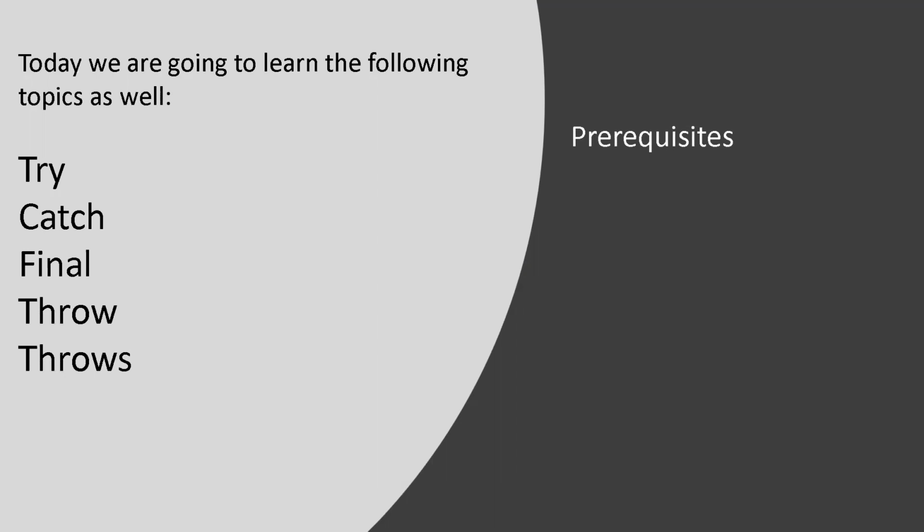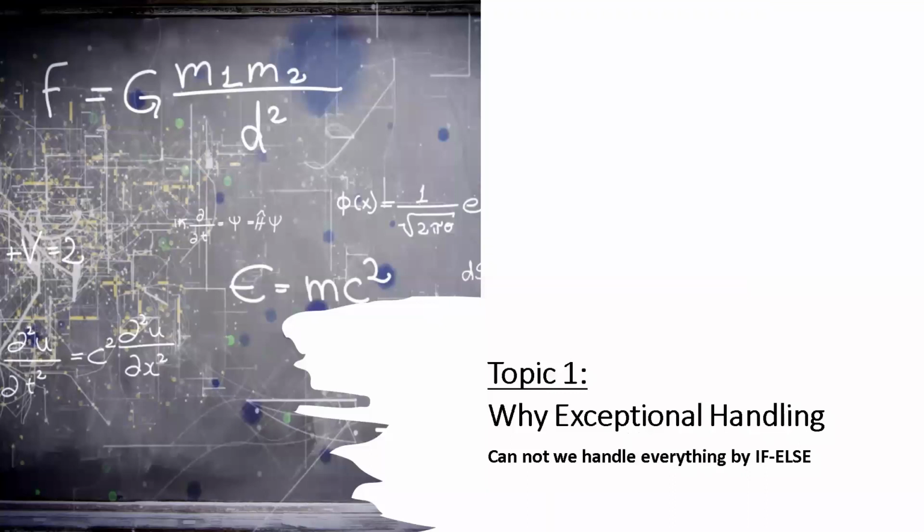As a prerequisite, nothing much, just a normal sense of programming will be enough to start with this topic. So that's all for the time being. Today we are going to discuss 5 to 6 topics. The first topic: why exception handling, and what is the exact difference between exception and errors? And can't we handle everything by if else?